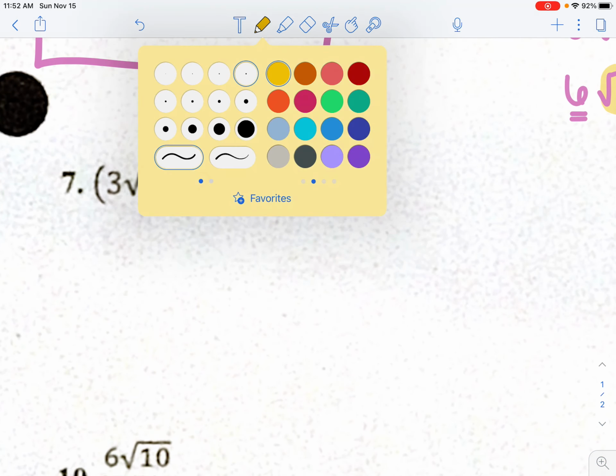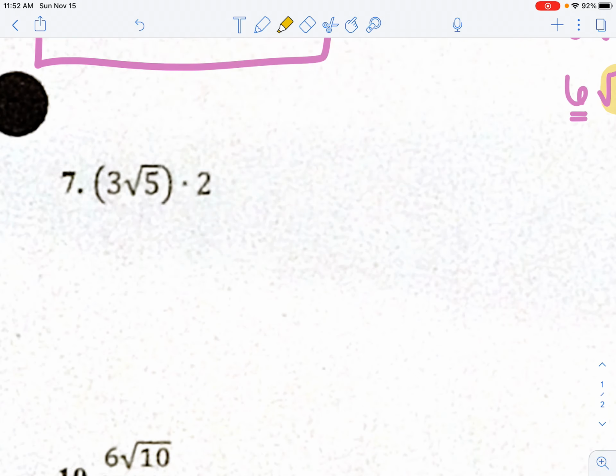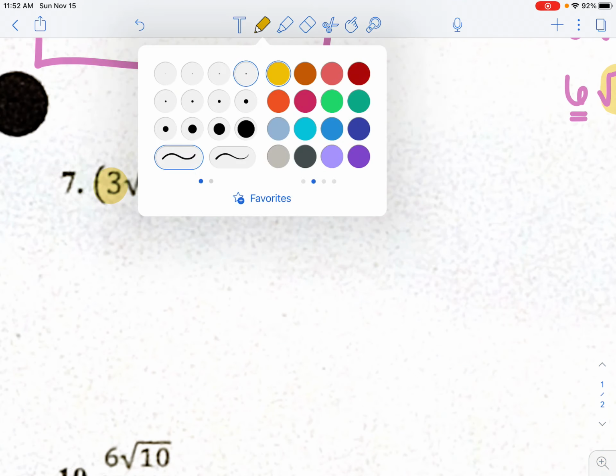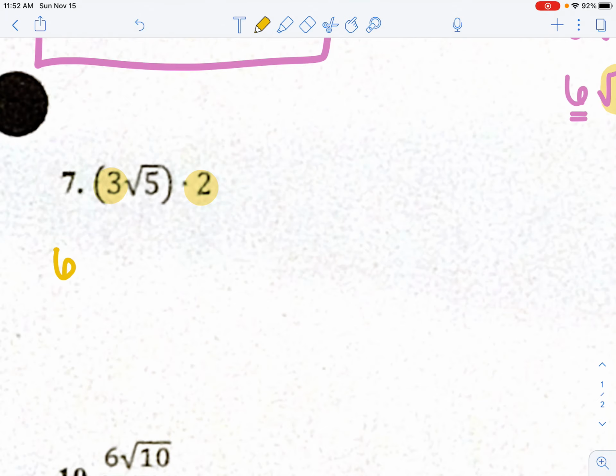Here's another example. So we have our outside numbers, ones that aren't in radicals. So I've got a 3 and a 2. So 3 times 2 would give me 6. I only have one radical here. That's just radical 5. So that would stay as radical 5.